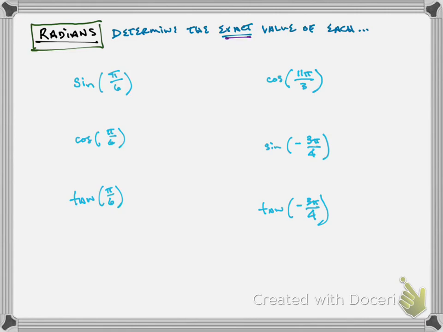Determine the exact value of each. Notice I've now got sine, I've got cosine, I've even got tangent, which we have talked about with respect to right triangles. We're going to talk about it just for a moment here with respect to sine and cosine. So what's the sine of pi over 6?